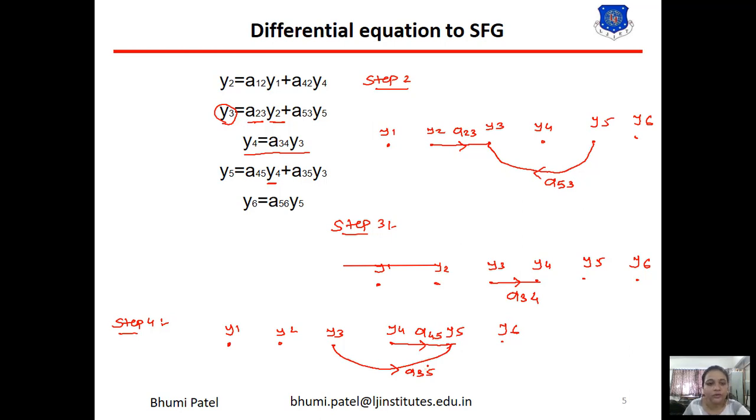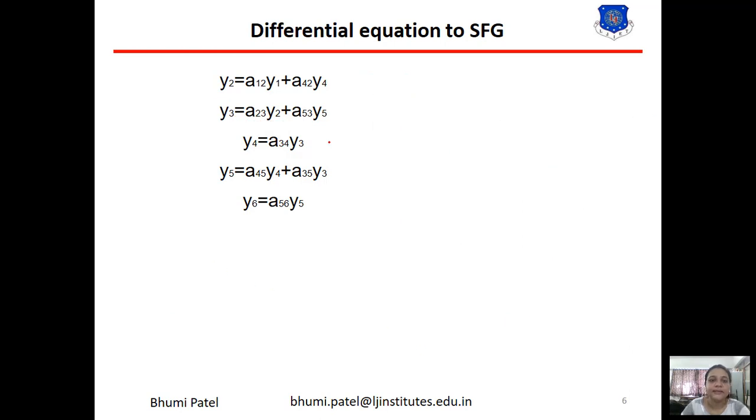Okay, now the last equation: y6 is equal to a56 y5. So step number 5, again draw the 6th node, and here the starting point is y5 ending with y6. So this is a simple forward direction arrow and the gain of this system is a56. So this is the final signal flow graph step.